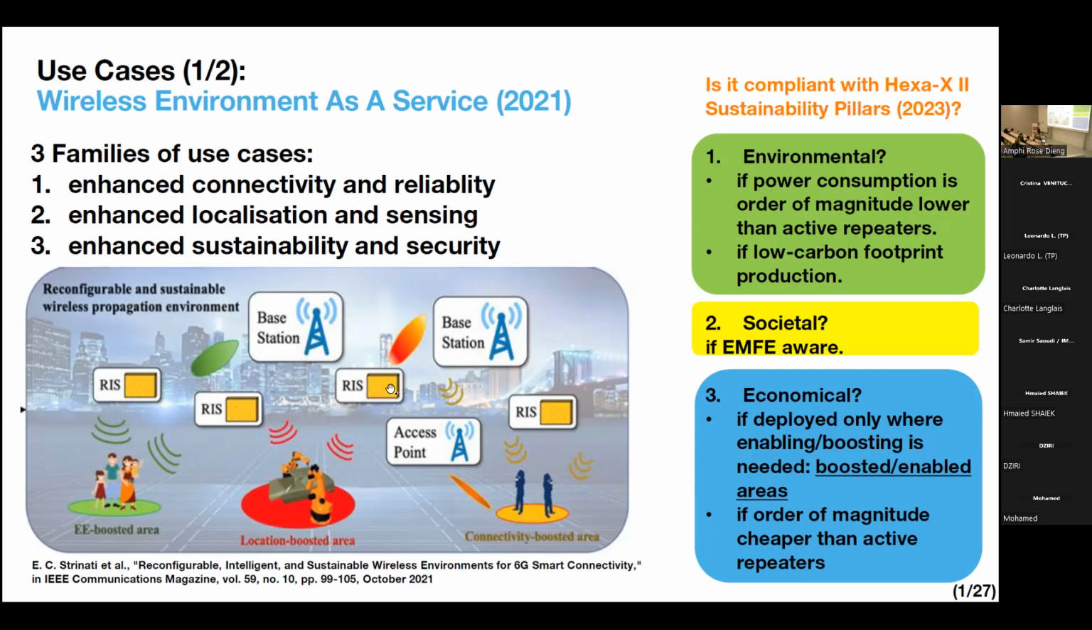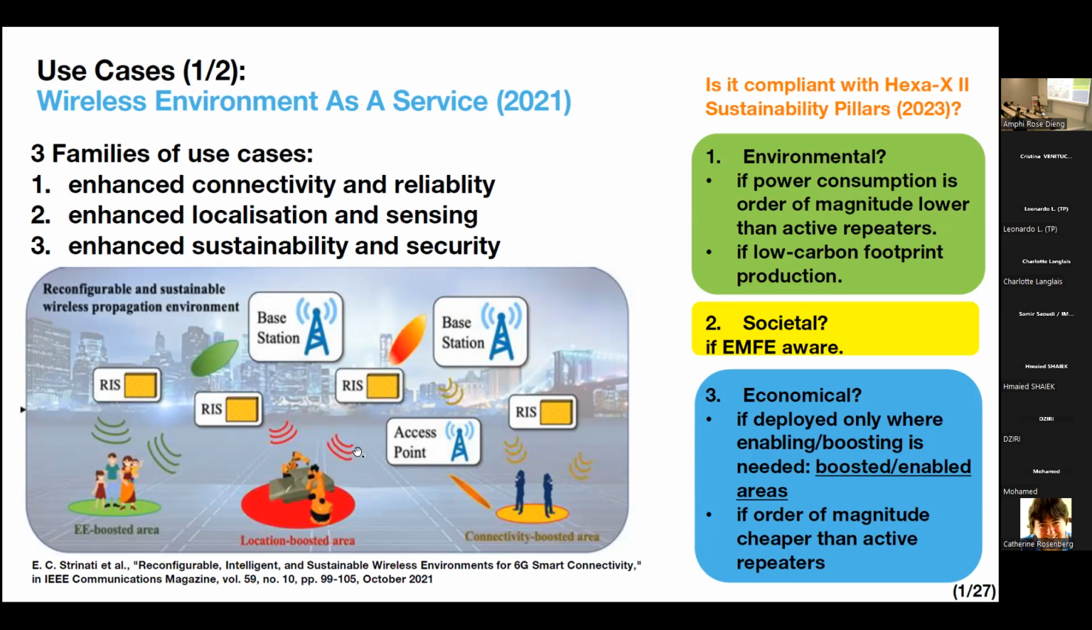We can also try to avoid users. It's not on this figure here, but to avoid exposing people. I'll come back later on that. We can also use RIS to enable or boost localization with a few network nodes. I will show an example of localization using only one base station. And also, it is not on this figure, we'll see it later, we can improve security. So this was in 2021.